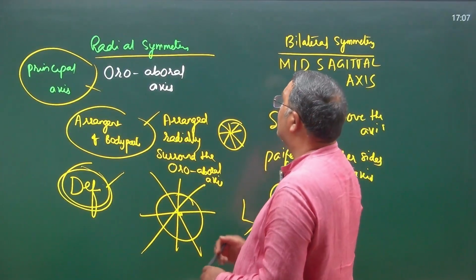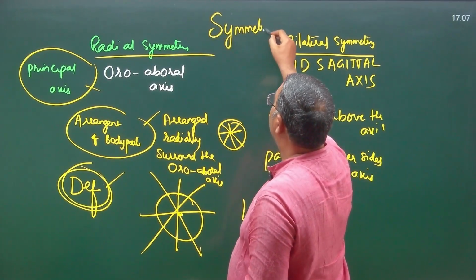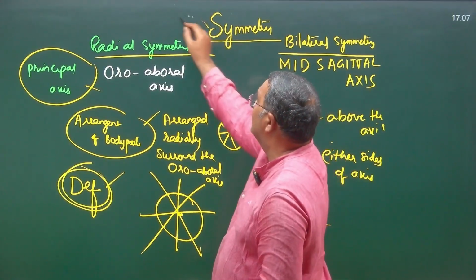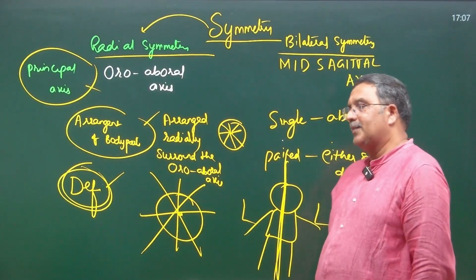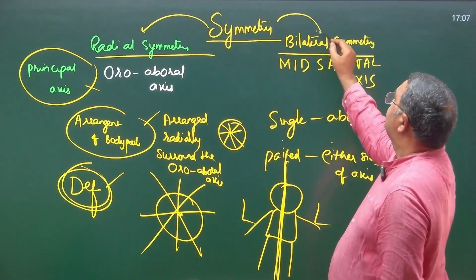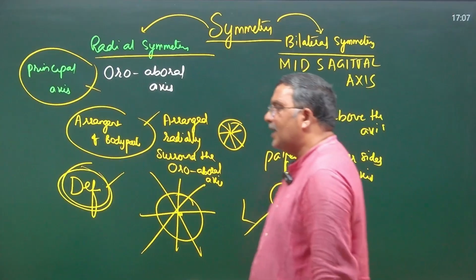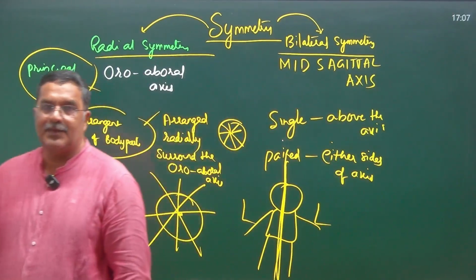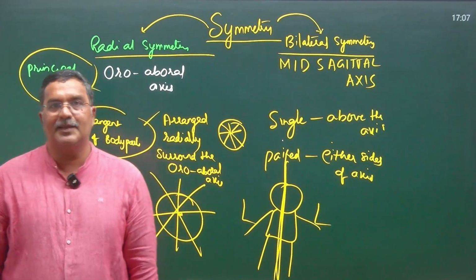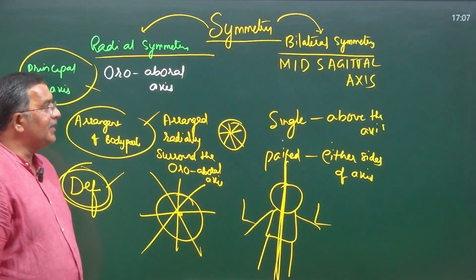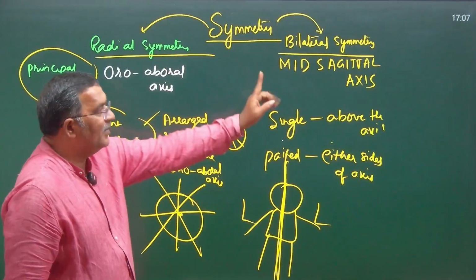So based on the symmetry, whether radial symmetry or bilateral symmetry, we classify the organisms as grade Radiata, radial symmetry, and grade Bilateria, bilateral symmetry. In the series Kingdom Animalia, in the previous class we completed germ layers, and today we completed radial symmetry and bilateral symmetry.